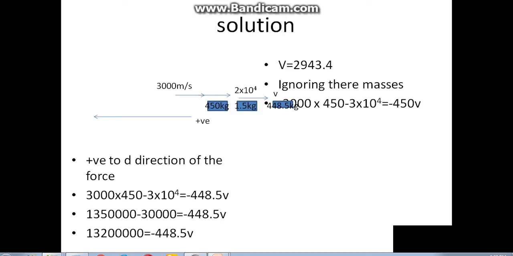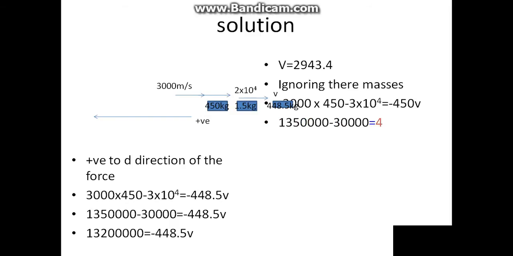1.5 times 2 times 10 raised to power 4 will give us 3 times 10 raised to power 4, which equals minus 450 volts velocity. Then doing our multiplication, we have 1,350,000 minus 30,000, which equals 450 velocity.